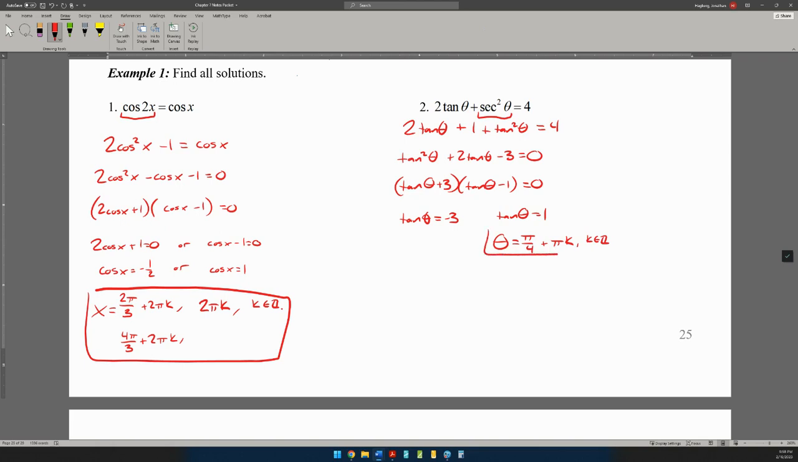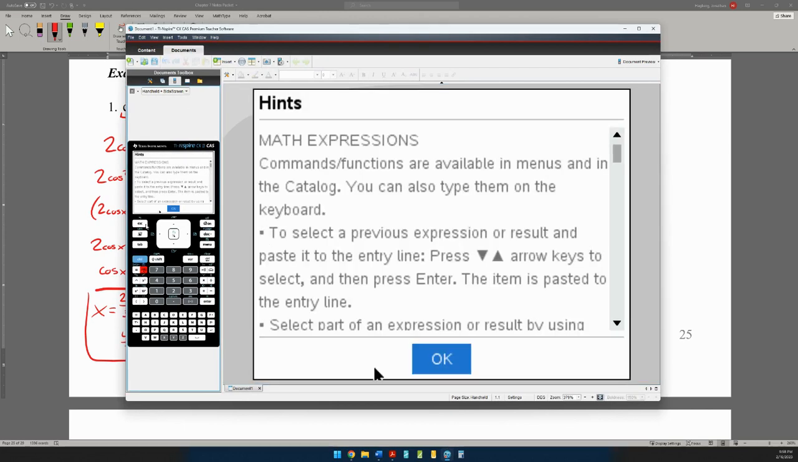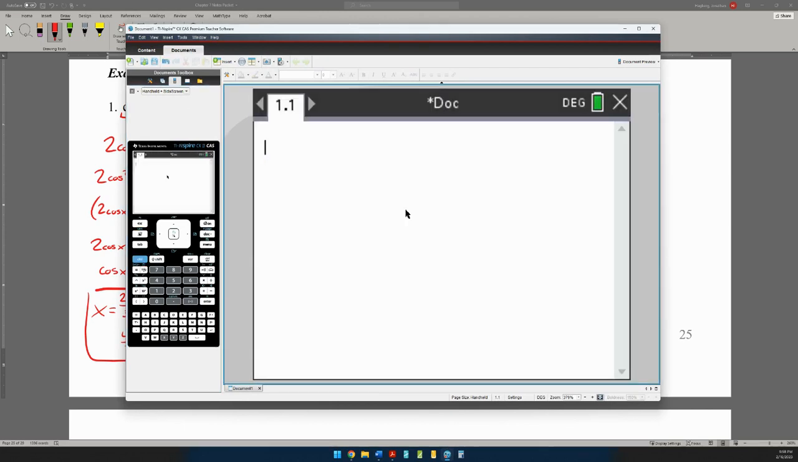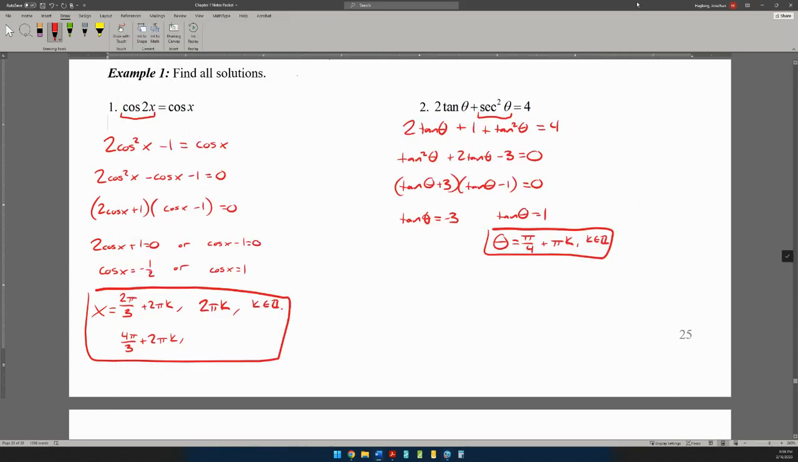Now the other one, because this doesn't lead to an angle on the unit circle, one of those special angles anyway, we have to use our calculator. So to get theta, we're going to pull up our calculator and do the inverse tangent of negative 3. I'm going to hit Control Enter to get a decimal approximation. Oh, I'm in degrees. Let's switch that to radians. Okay, so we get negative 1.249 radians. So theta is equal to negative 1.249 radians.